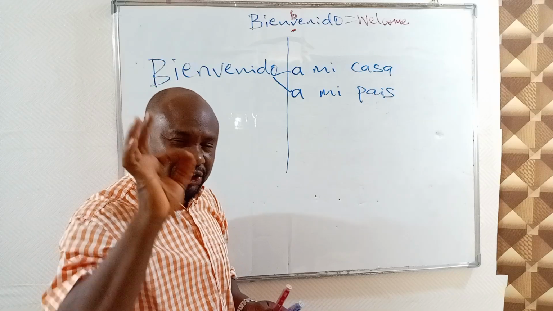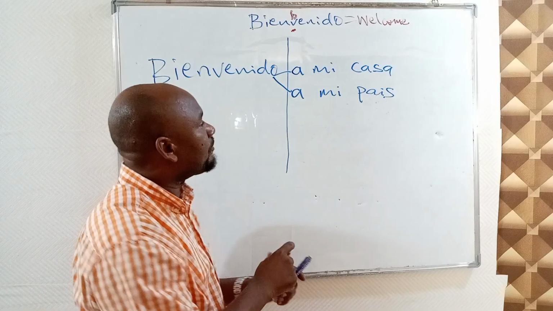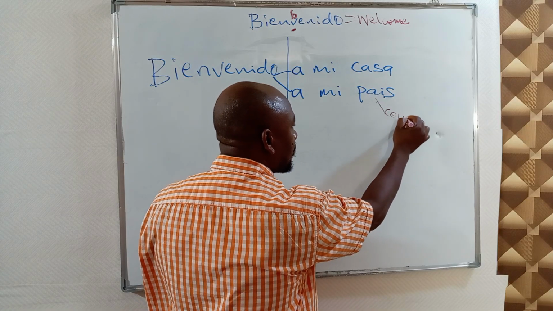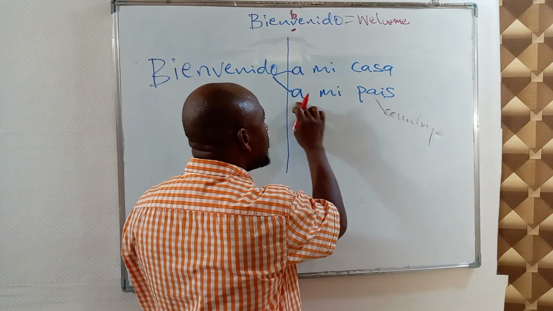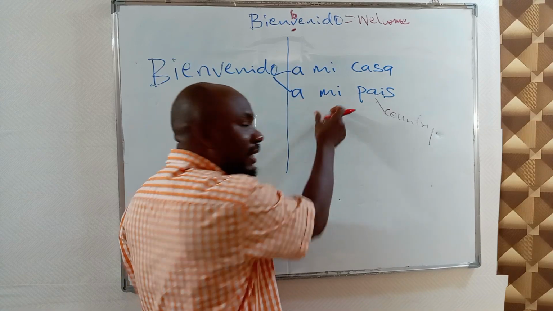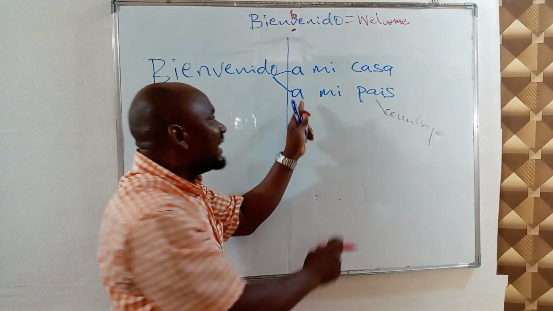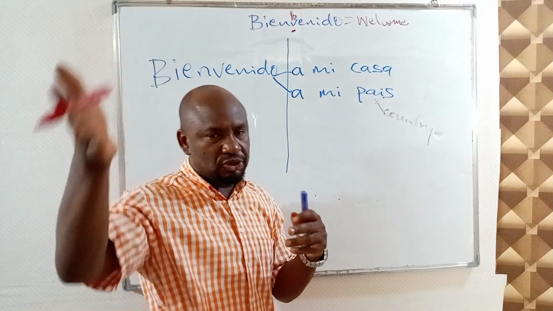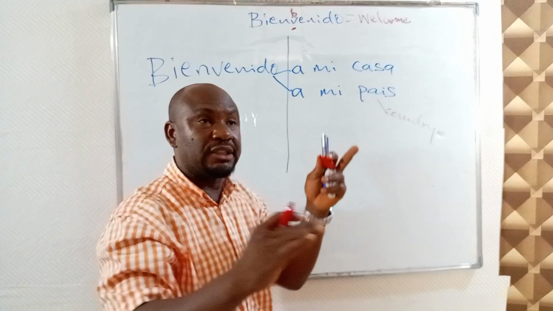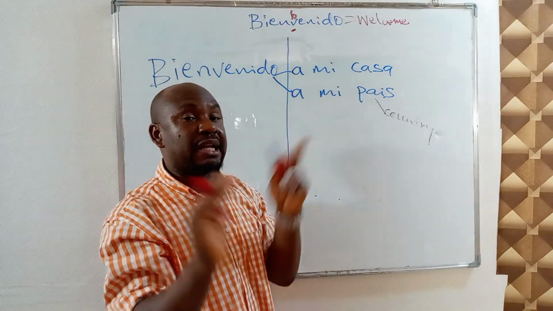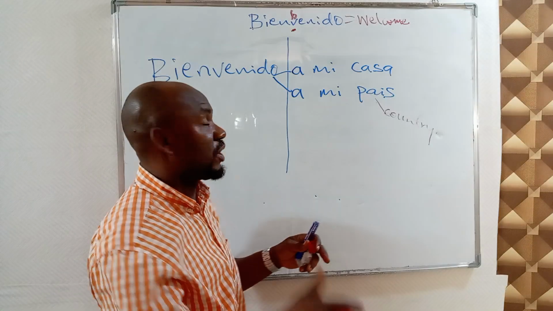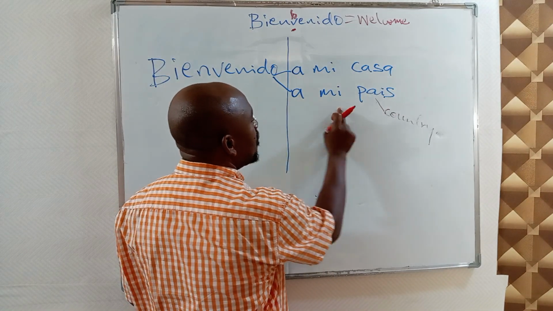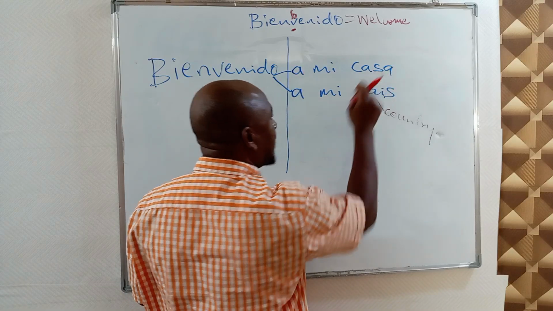This is bienvenido a mi país. País means country. Bienvenido a mi, this a is to, and mi is mine. This a and mi can vary. We're going to come to that level. It can interchange, and all these can mean something else. We're going to explain all those equations and solve them. Follow us. So I've just constructed two sentences. Bienvenido a mi país. Bienvenido a mi casa.